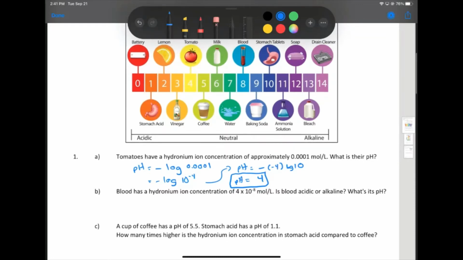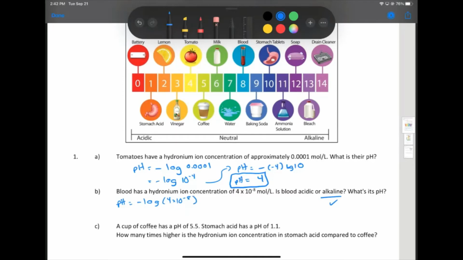Blood has a hydronium ion concentration of 4 times 10 to the negative 8 moles per liter. Is blood acidic or alkaline, and what's its pH? Okay, I can really quickly, by just looking above, say that blood's up there around 8, so it's definitely going to be alkaline. But for its pH, we're going to do it the same way we did the other one. pH is negative log, and then the hydronium ion concentration is 4 times 10 to the negative 8.